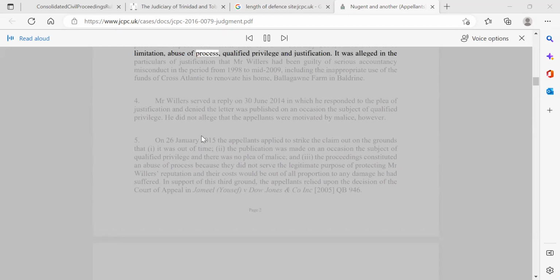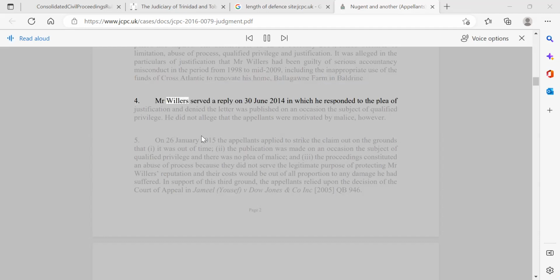Limitation, abuse of process, qualified privilege, and justification. It was alleged in the particulars of justification that Mr. Willers had been guilty of serious accountancy misconduct in the period from 1998 to mid-2009, including the inappropriate use of the funds of Cross Atlantic to renovate his home, Balagon Farm in Baldwin.